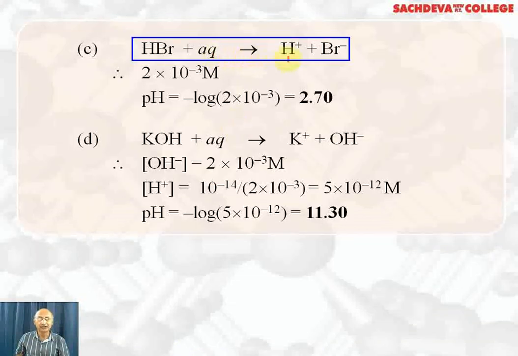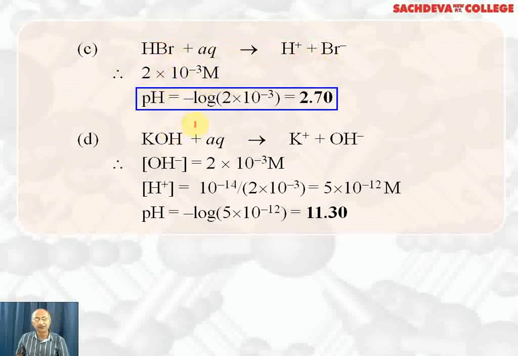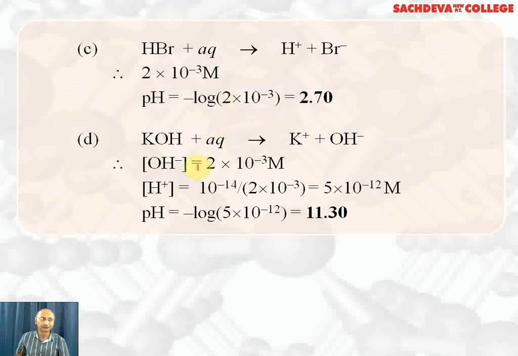HBr dissolves in water giving you H positive ion plus Br negative ion. Molar concentration of H positive ion is 2 into 10 to the power minus 3, which is equal to the concentration of HBr. pH is minus log of 2 into 10 power minus 3, which comes out to be 2.70 because log 2 is 0.3010. KOH when dissolved in water gives you K positive ion and OH negative ion.